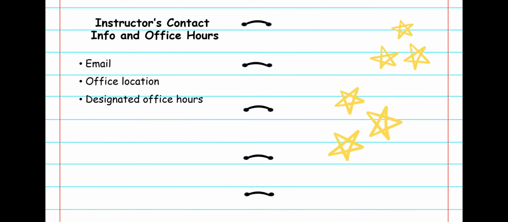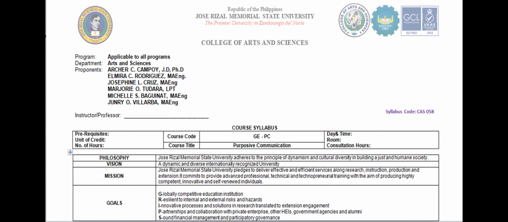And last but not the least, we have the instructor's contact information and office hours. The instructor's contact information, including email and office location, along with designated office hours for students to ask questions or if they seek assistance. It is important to note that the components of a course syllabus can vary depending on the institution, instructor, and the nature of the course. Allow me to share to you an example of a course syllabus.